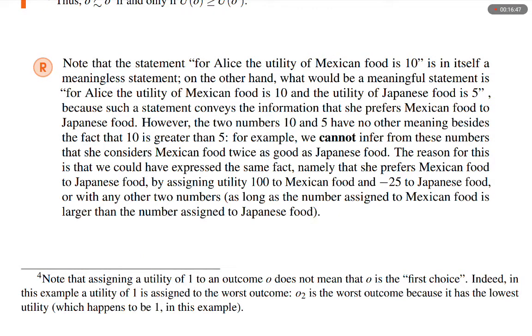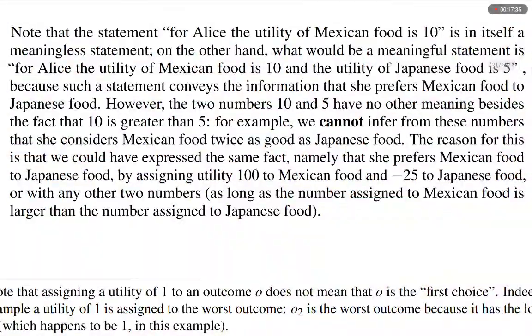Note that the statement "for Alice, the utility of Mexican food is 10" is in itself a meaningless statement. On the other hand, what would be a meaningful statement is "for Alice, the utility of Mexican food is 10 and the utility of Japanese food is 5," because such a statement conveys the information that she prefers Mexican food to Japanese food. However, the two numbers 10 and 5 have no other meaning besides the fact that 10 is greater than 5. For example, we cannot infer from these numbers that she considers Mexican food twice as good as Japanese food.